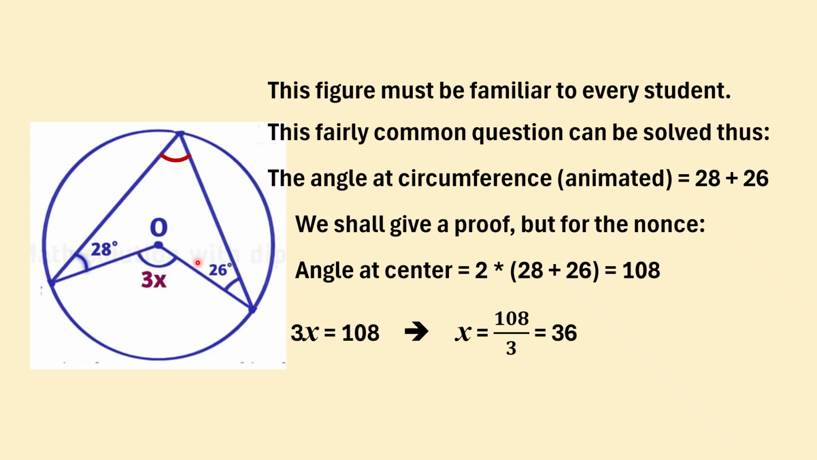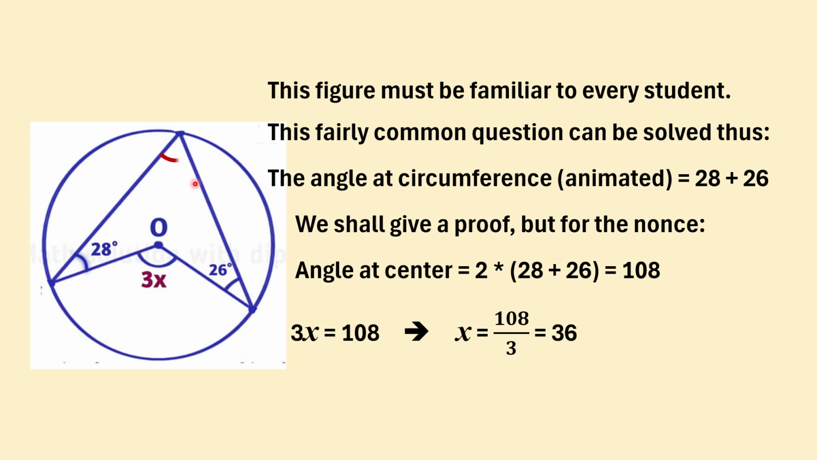But whenever you see this figure or similar figures, remember that the angle at the circumference will be equal to 28 plus 26. And we will see the proof later. But for the time being, let us take the angle at the circumference as 28 plus 26. Then the angle at the circumference becomes 54. So the angle at the center will be double. The angle at the circumference is 54, double of it will be the angle at the center. So the angle at the center will be 108. So 3x is equal to 108, or x is equal to 36.